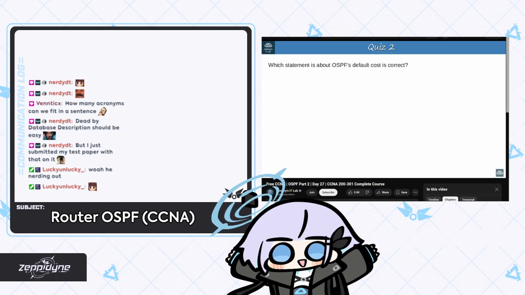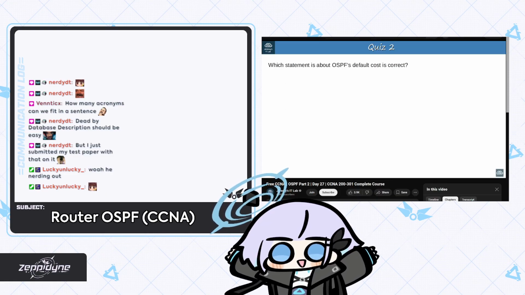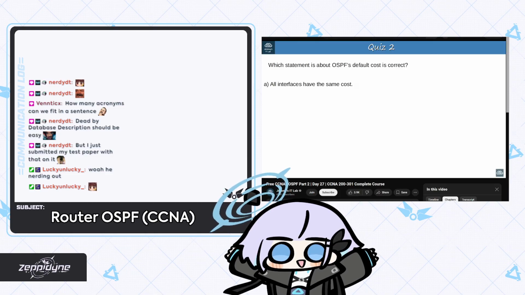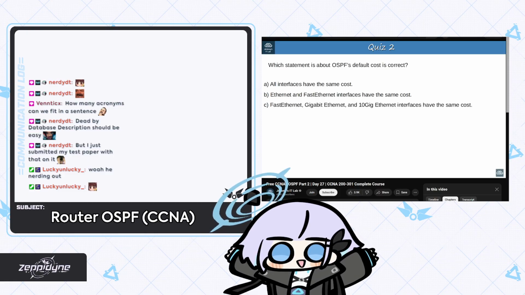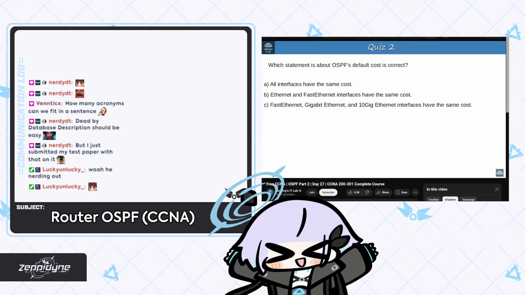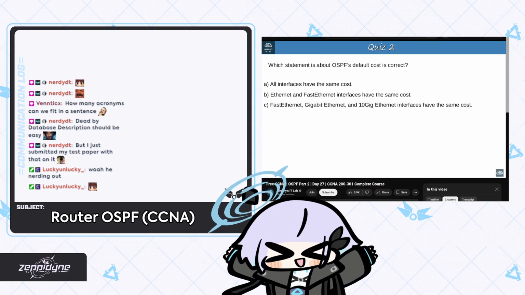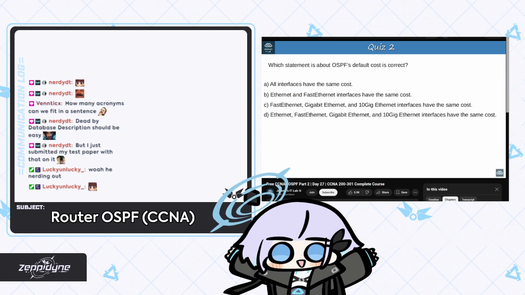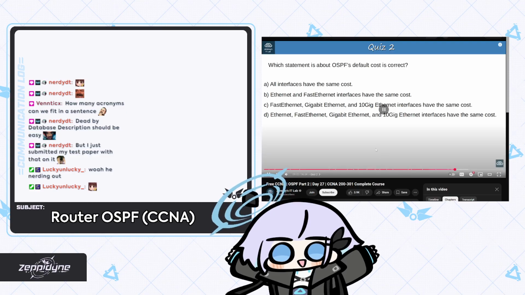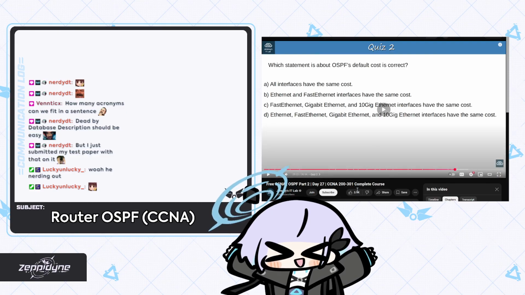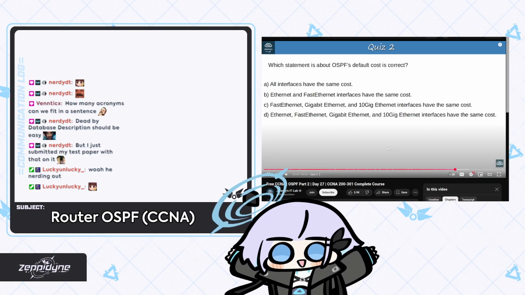Which statement about OSPF's default cost is correct? A. All interfaces have the same cost. B. Ethernet and Fast Ethernet interfaces have the same cost. C. Fast Ethernet, Gigabit Ethernet, and 10 Gig Ethernet interfaces have the same cost. And D. Ethernet, Fast Ethernet, Gigabit Ethernet, and 10 Gig Ethernet interfaces have the same cost. Pause the video to think about the answer.